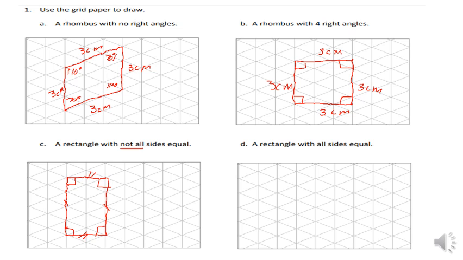Now a rectangle with all sides the same. On this one I'm going to come over 1, 2 centimeters. I'm going to come down 1, 2 centimeters. I'm coming over 1, 2 centimeters, and I'm coming up 2 centimeters. Now, since all sides are equal, and I know it's a rectangle, the inside has to be 90 degrees.